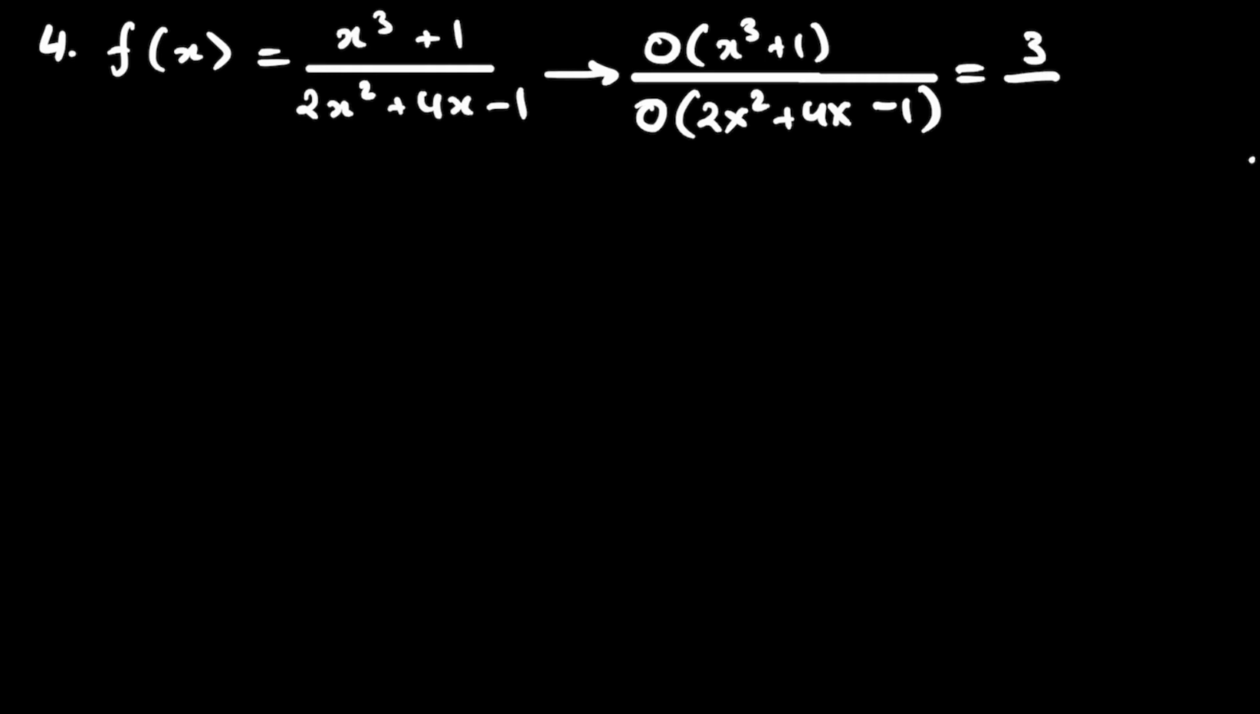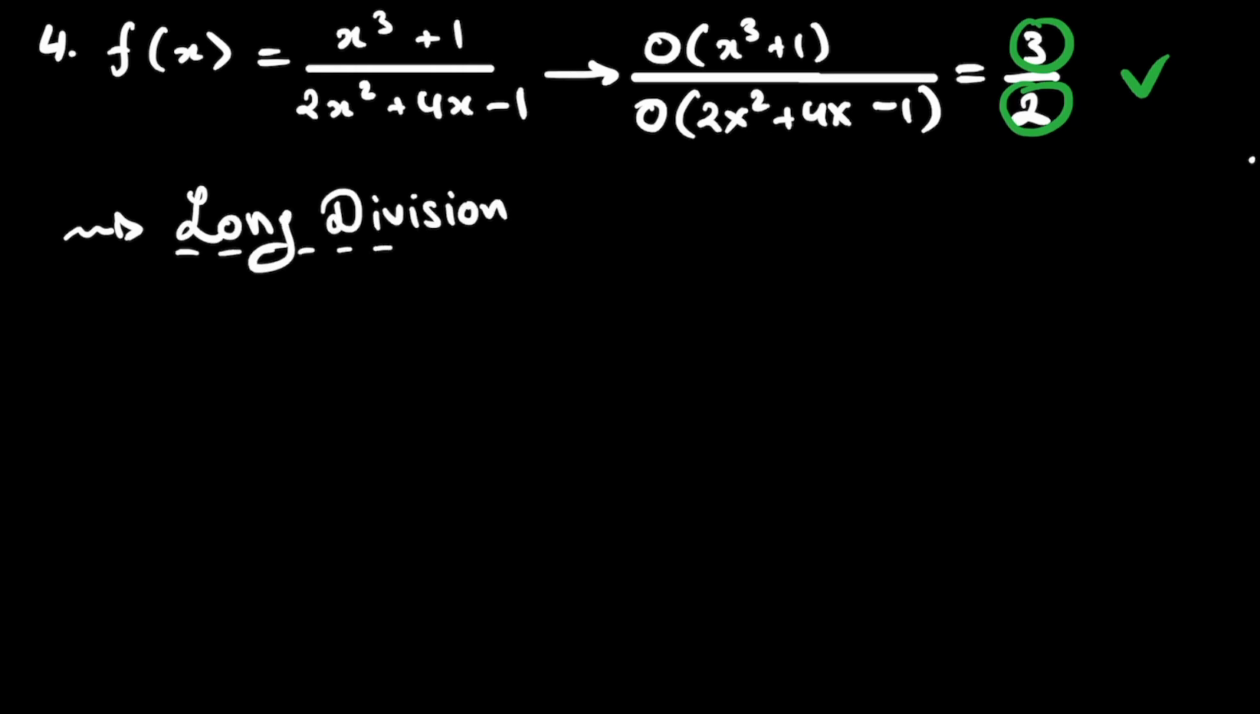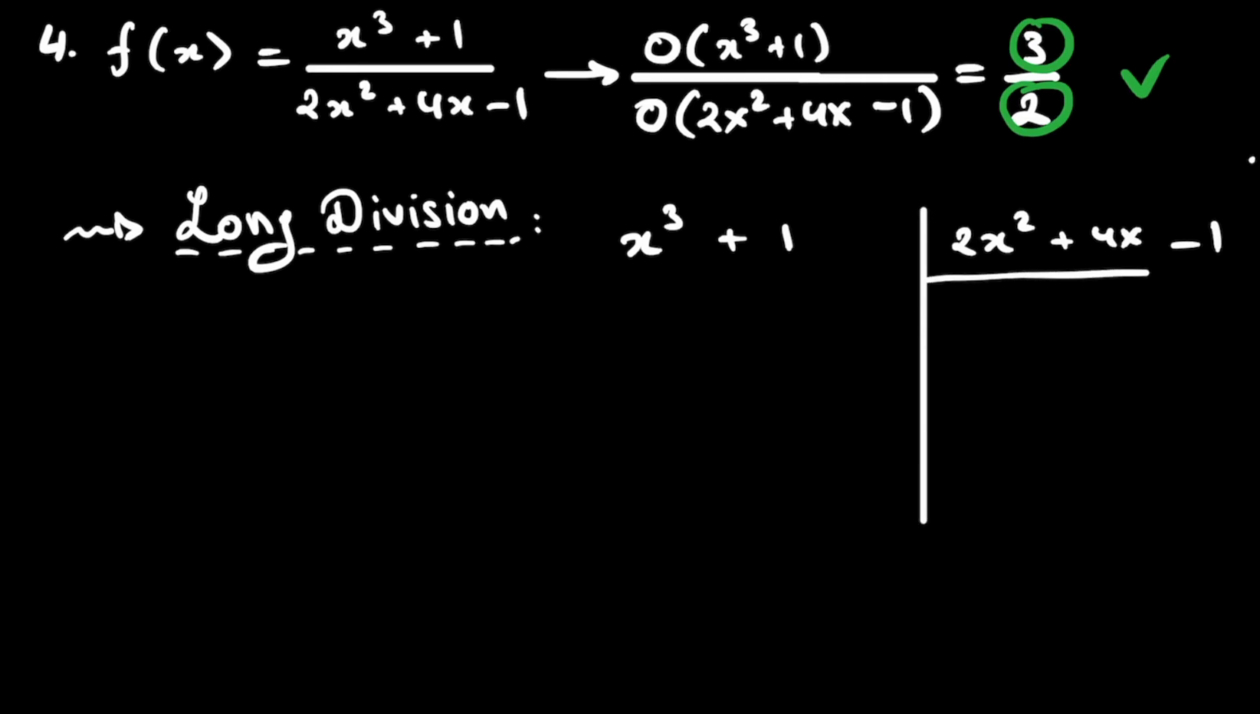And the highest power in the denominator is simply 2, so we have 3 over 2. And indeed, the numerator is 1 plus the denominator. So indeed, we have a slanted asymptote. And again, to find the equation of our slanted asymptote, we are again going to perform long division. So we divide x to the power of 3 plus 1 by the polynomial 2x squared plus 4x minus 1. And we write our division lines just like this, and we can start the procedure.